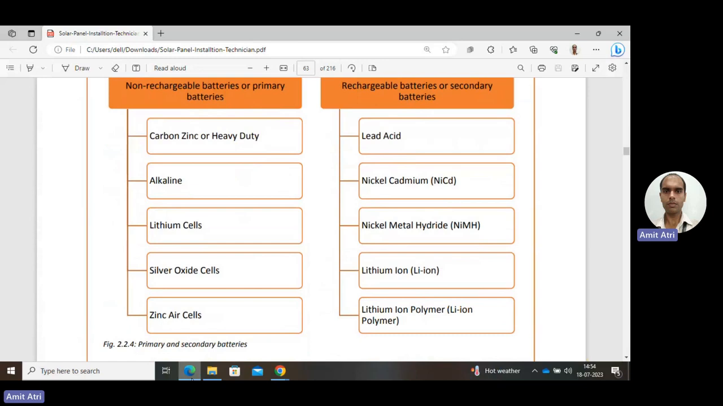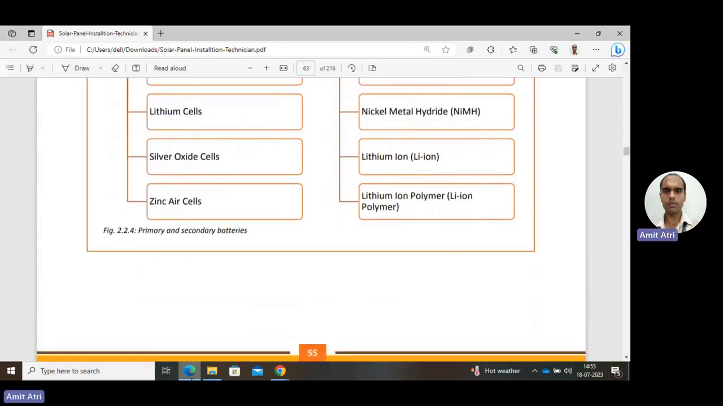These two, non-rechargeable battery and rechargeable battery. Non-rechargeable batteries include carbon zinc for heavy duty, alkaline, lithium cell, silver oxide cell, zinc air cell. The name gives an idea: non-rechargeable means we cannot recharge it. It means in the application in a solar PV system, we cannot use a non-rechargeable battery. We need a rechargeable battery, like lead acid battery, nickel cadmium, nickel metal hydride, lithium ion polymer. Most commonly, we are dealing with these rechargeable batteries in solar cells, mobiles, laptops, because we can recharge them.